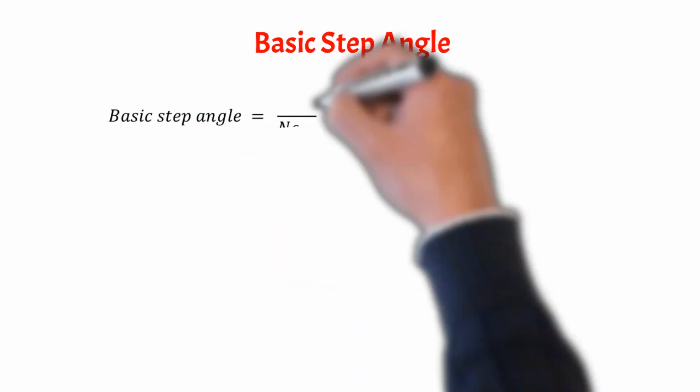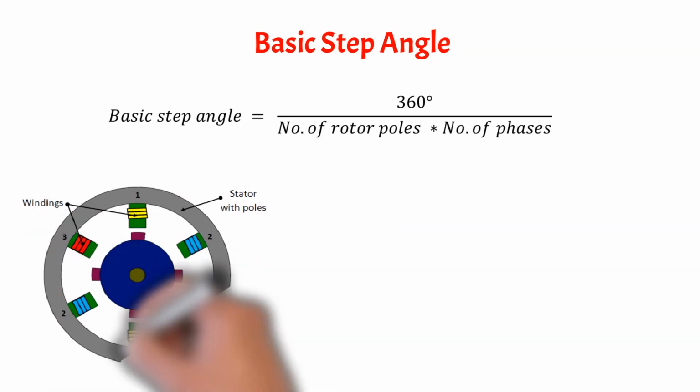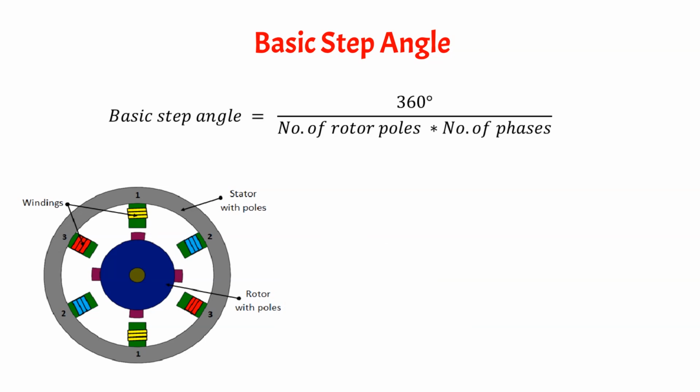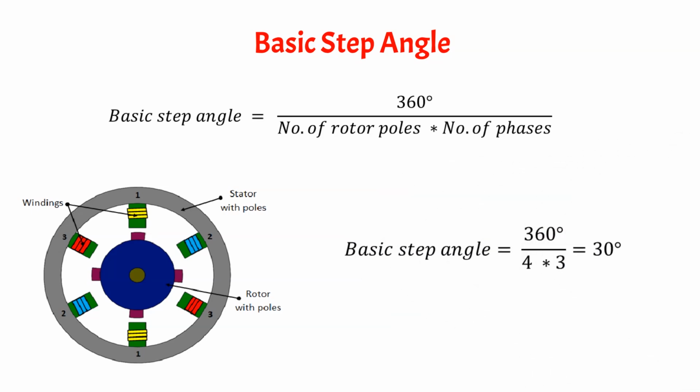Also, the basic step angle can be calculated as shown here too. That is, the basic step angle is equal to 360 degrees divided by the product of number of rotor poles and the number of phases. Let's consider a 6x4 pole 3-phase stepper motor and calculate its basic step angle. Here, the number of rotor poles is 4 and the number of phases is 3. Therefore, the basic step angle is 360 degrees divided by 4 into 3, which is 30 degrees.